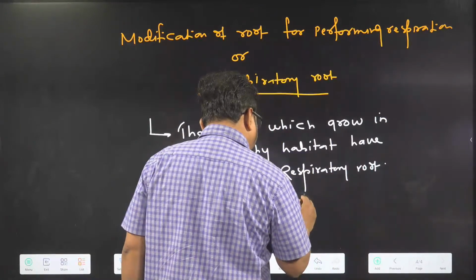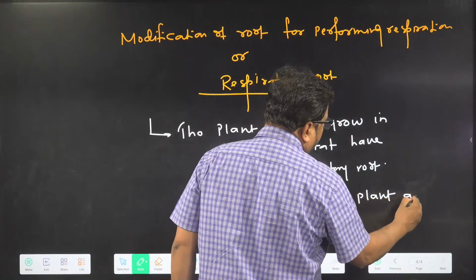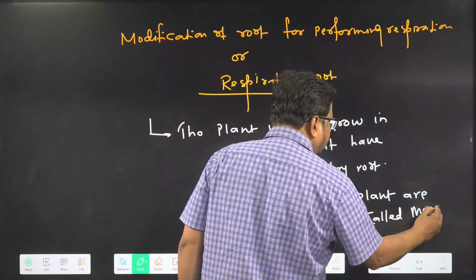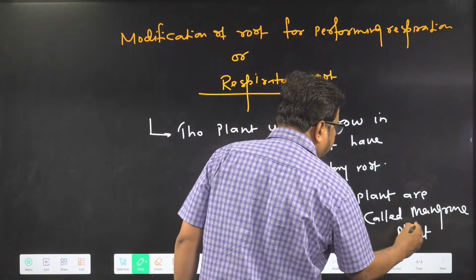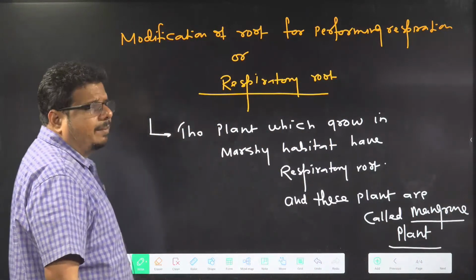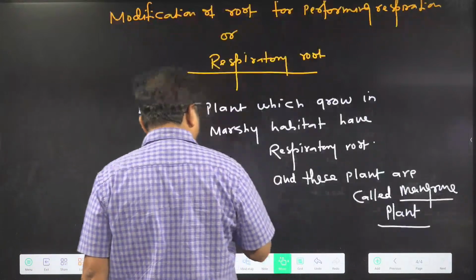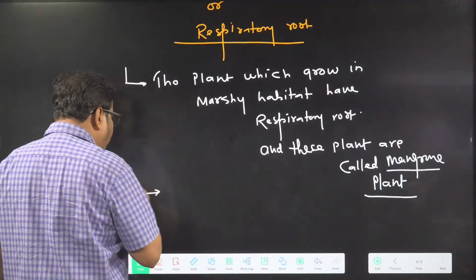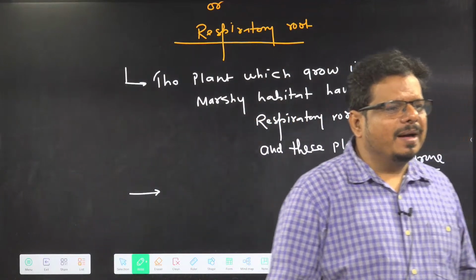And these plants are called mangrove plants. These plants are called which plant? Mangrove plant. The plants which grow in marshy habitat are called mangrove plants. Getting the idea? So, do you know about marshy habitat?